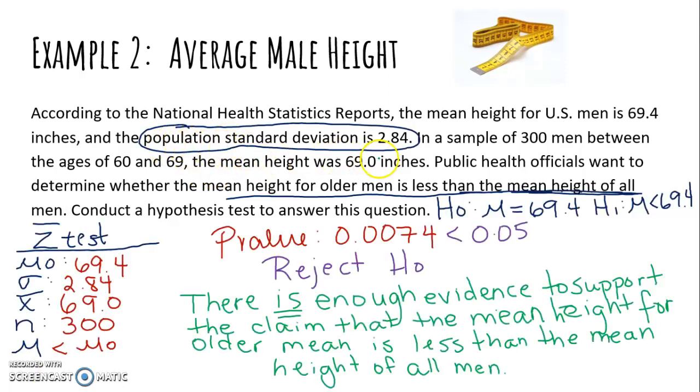Okay, they gave us the population standard deviation and we're testing a mean, which means we run a z-test. The null is mu equals 69.4, which was the height of U.S. men, according to National Health Statistics reports. And we're testing to see if the height of older men is less than that, less than the 69.4. So that's the alternate statement. Fill in these numbers into your calculator for a z-test. We get a p-value of 0.0074, which is less than 0.05, so we reject the null. So there is enough evidence to support the claim that the mean height for older men is less than the mean height for all men.